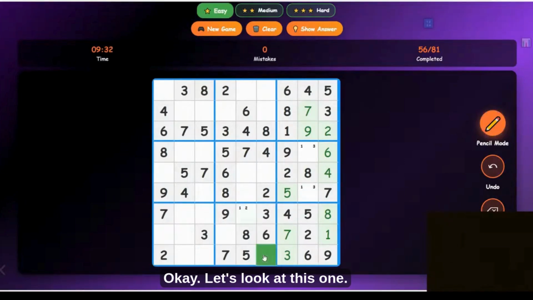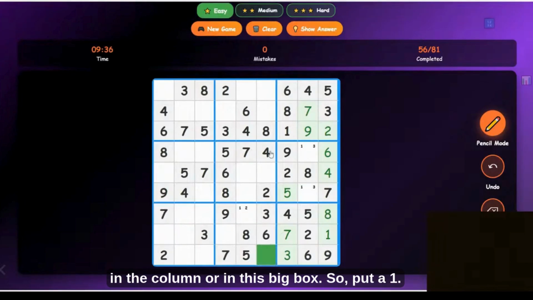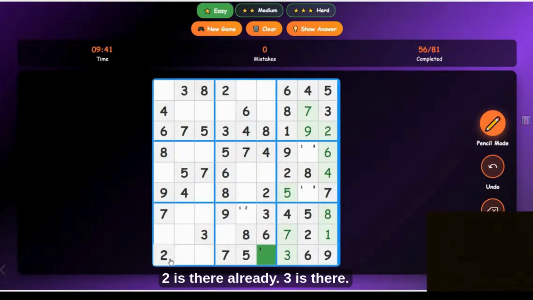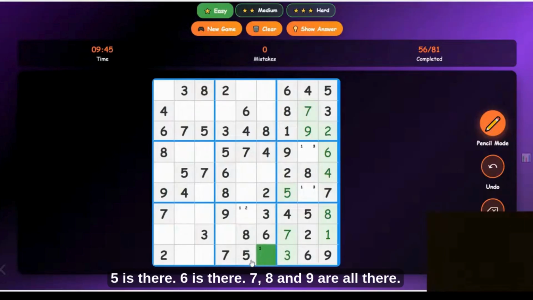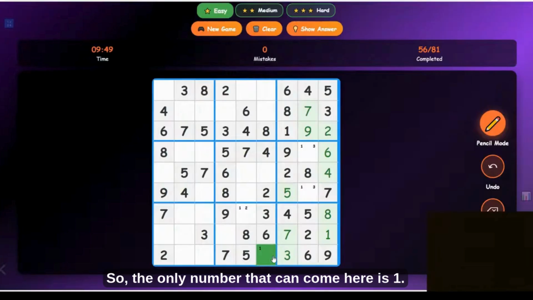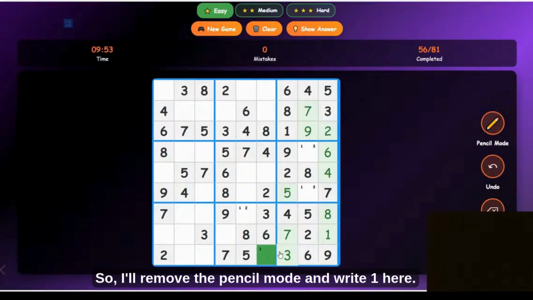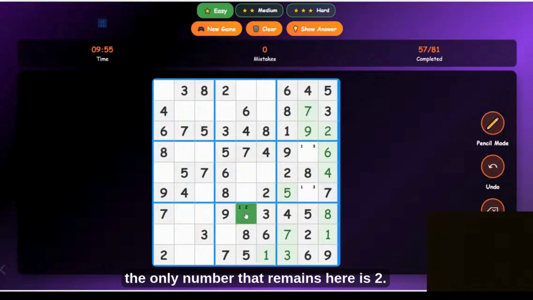Okay, let's look at this one. We don't have a 1 here in the row, in the column, or in this big box. So I'll put a 1. 2 is there already. 3 is there. 4 is there. 5 is there. 6 is there. 7, 8 and 9 are all there. So the only number that can come here is 1. So I'll remove the pencil mode and write 1 here. So if 1 comes here, the only number that remains here is 2.